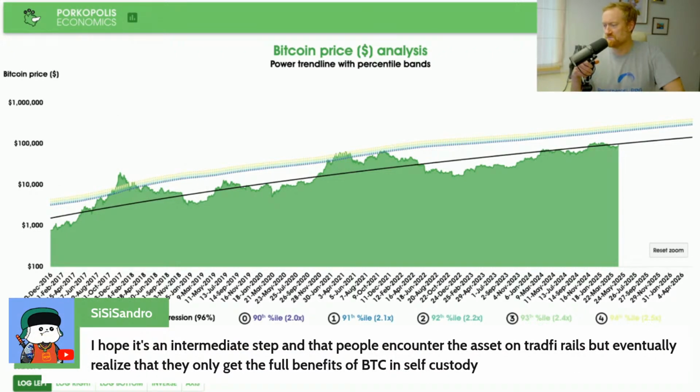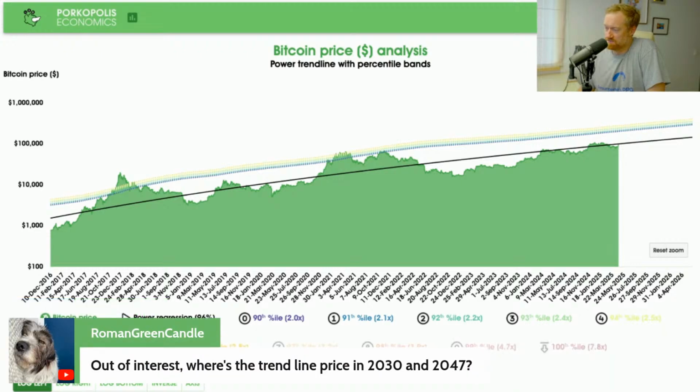CC Sandro: hope it's an intermediate step and the people encounter the asset on TradFi rails, but eventually realize that they get the full benefits of BTC and self-custody. Yeah, I think it's going to be that way for some, but just not all. Then the hope is that the rest aren't somehow enslaved. I don't think they will be, but there's also costs even to get on chain with Bitcoin.